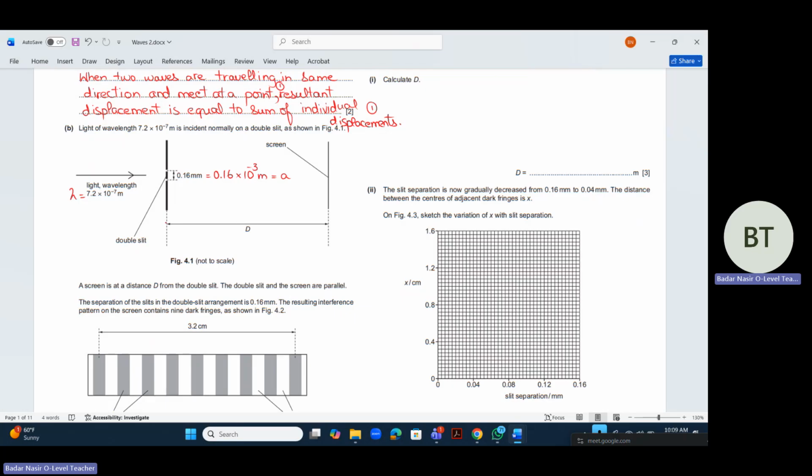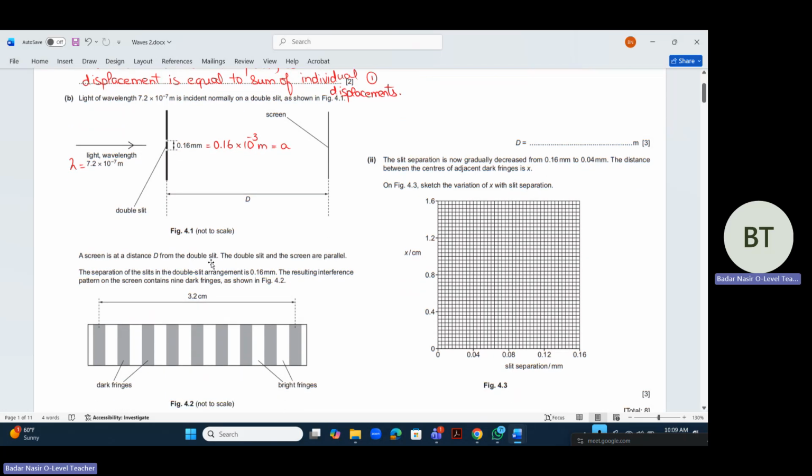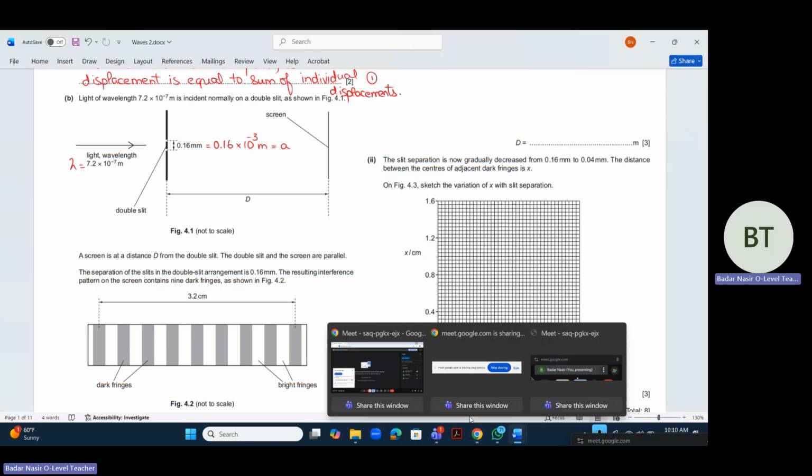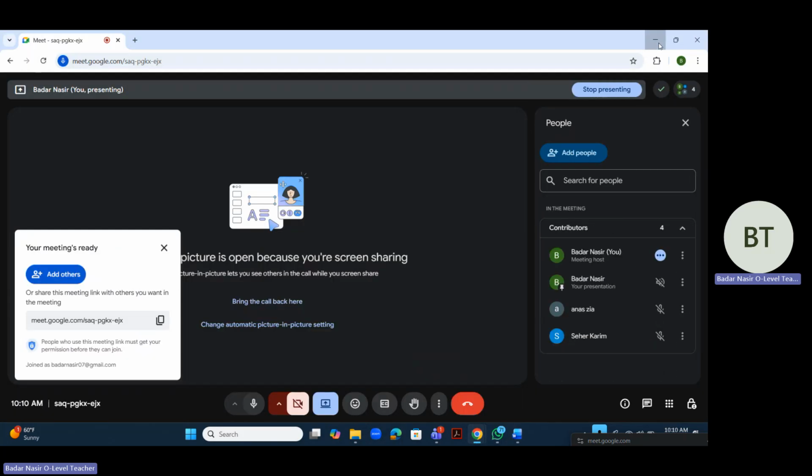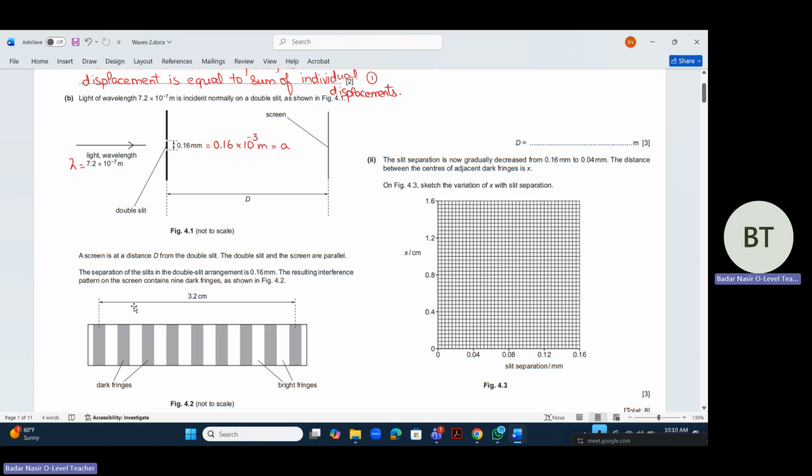Capital D is the distance between the slits and the screen. Capital D is unknown to us. A screen is at a distance D from the double slit. The double slit and the screen are parallel. The separation of the slits in the double slit arrangement is 0.16 millimeter. Okay, so the resulting interference pattern on the screen contains 9 dark fringes as shown in figure 4.2.